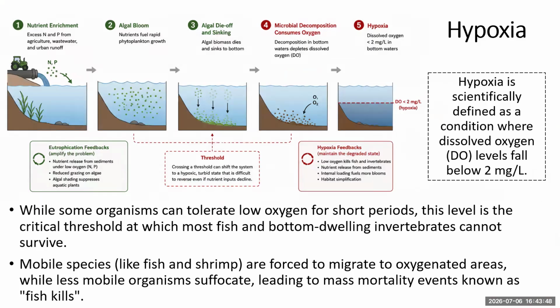Okay, so let's look at the ecological consequences of low oxygen levels. When dissolved oxygen drops below 2 milligrams per liter, the water becomes hypoxic. At this point, most fish and many bottom dwelling organisms struggle to survive. Species that can move will try to escape to areas with more oxygen, but those that cannot will often die, resulting in large fish kills and major disruptions of the ecosystem.